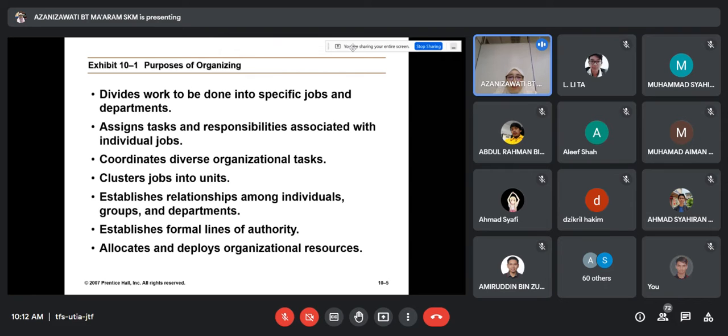So it also helps us to coordinate diverse organizational tasks, cluster jobs into units, establish relationships among individuals, groups and departments, and establish formal lines of authority. This is how we do the instruction, as you have the superior and so on and so forth. It allocates and deploys organizational resources, because if your department only manages maintenance, you have to allocate which resources are under your responsibility. So that is also easier for us to allocate and assign the tasks.